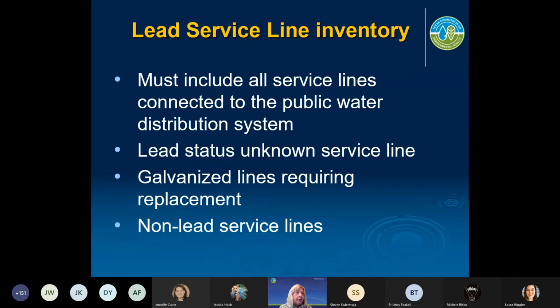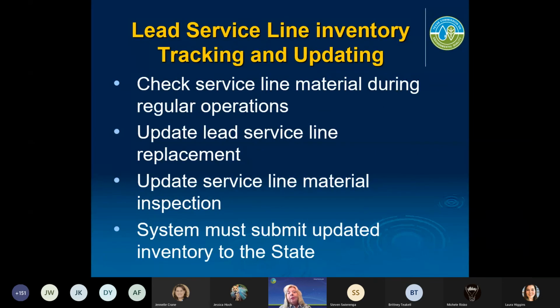And this is kind of a different part of the regulation. It says galvanized service lines that are downstream of a lead service line must also be replaced. They're actually treated as a lead service line. And on the inventory, you would indicate galvanized requiring replacement where it's known that it was downstream of a lead service line or is currently downstream of a lead status unknown service line. And then, of course, the thing that most of us would want to see is that it's a non-lead service line.